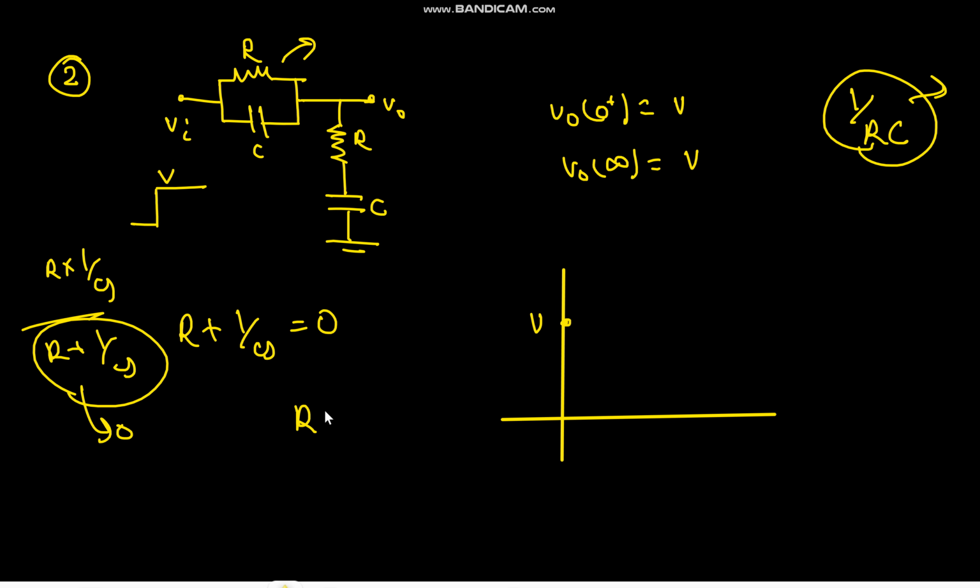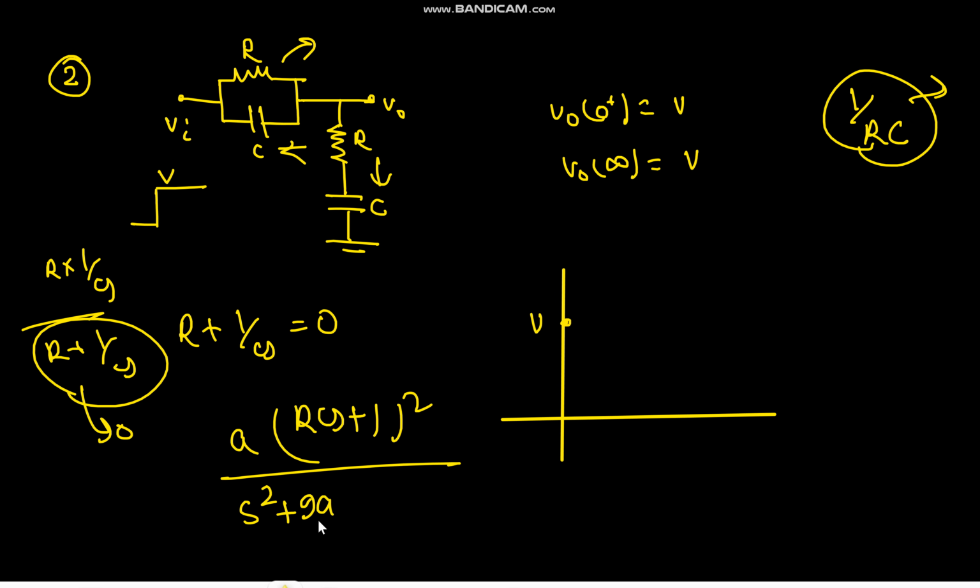So at 1 by RC only you are having two zeros. So your transformation is something like this: RCS plus 1 square. You can have some DC value here, A, let us assume, and this is a second order system. You can again see, because the current through this capacitor and this capacitor wouldn't be same if you short circuit this input. So it's a second order system. So your response would be something like this: S square plus 2 zeta omega n S plus omega n square, and there you have some DC value. So this is how your response would look like.